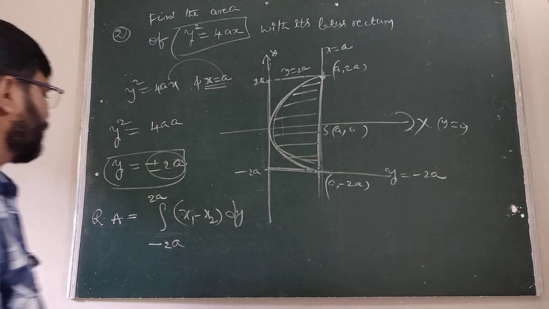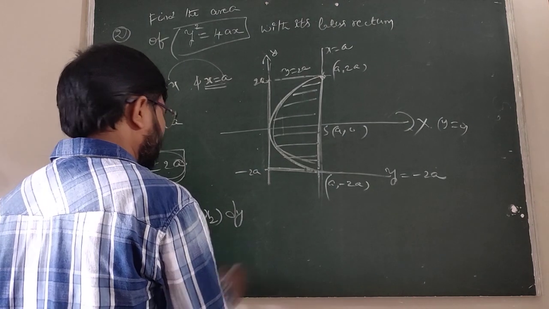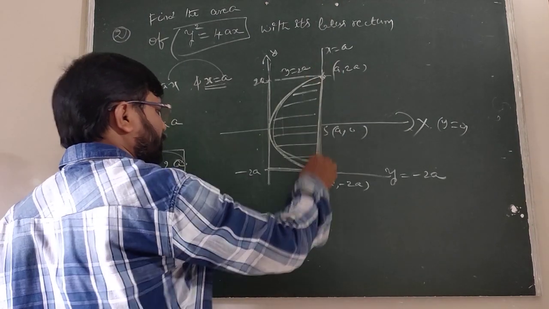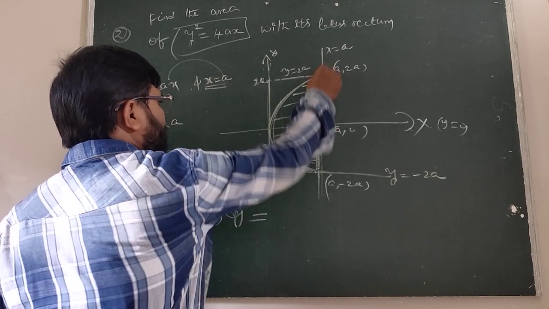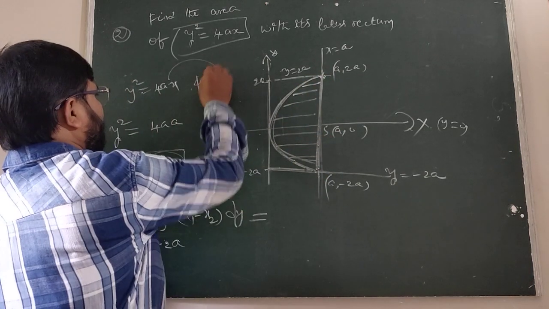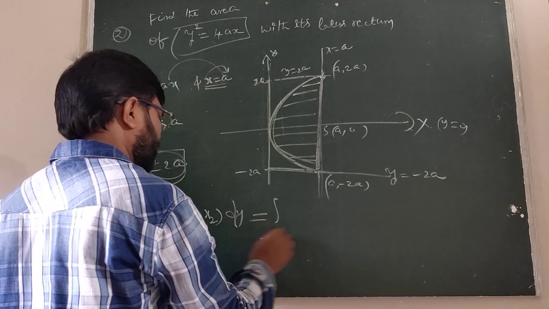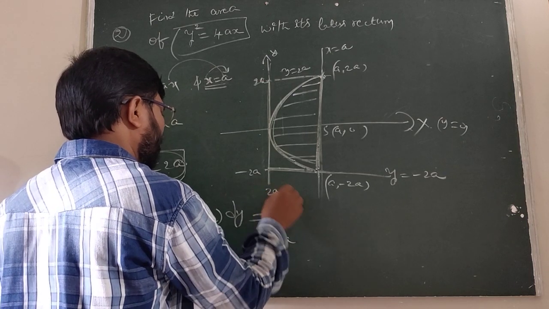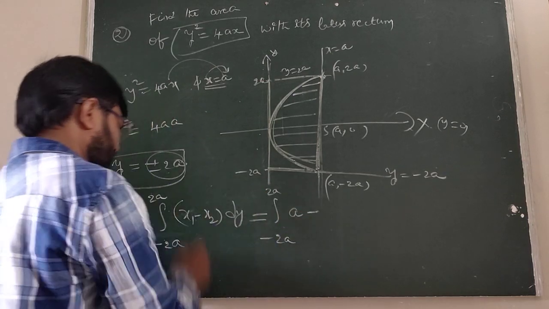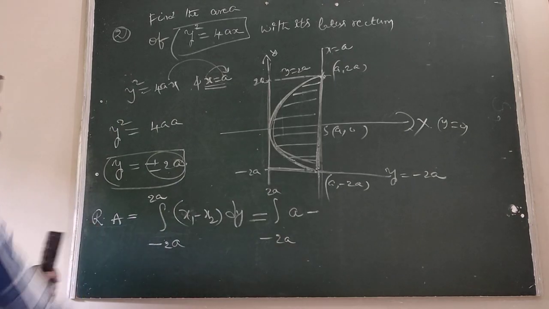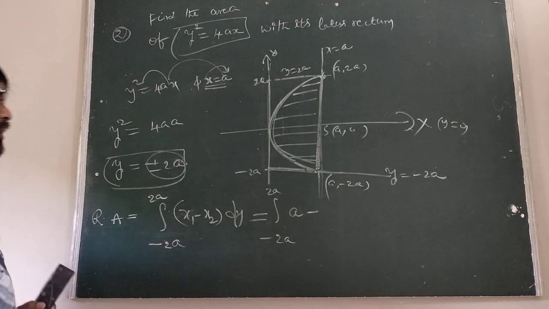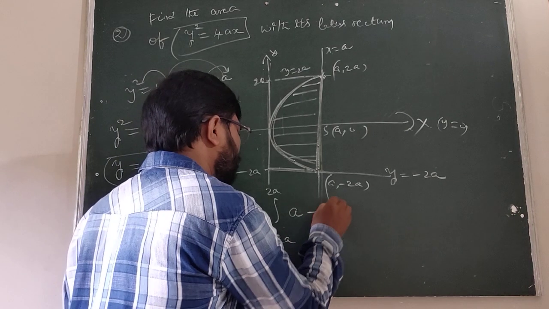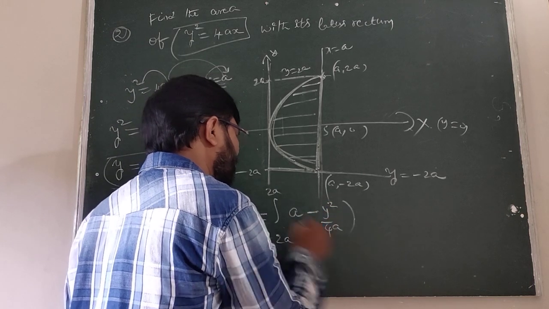What is x1? All of you listen here. This is the upper curve and this is the lower curve. This is the line, so x1 is a. The limits are minus 2a to 2a. First we take a. x1 is a, and x2 is y squared by 4a, dy.